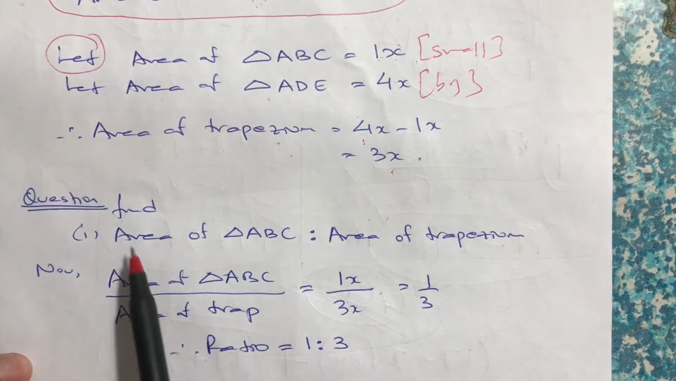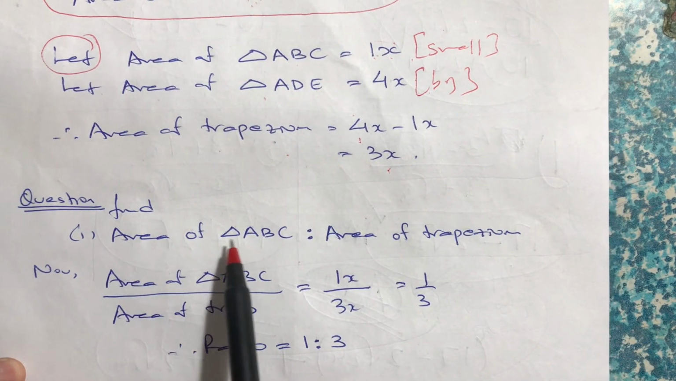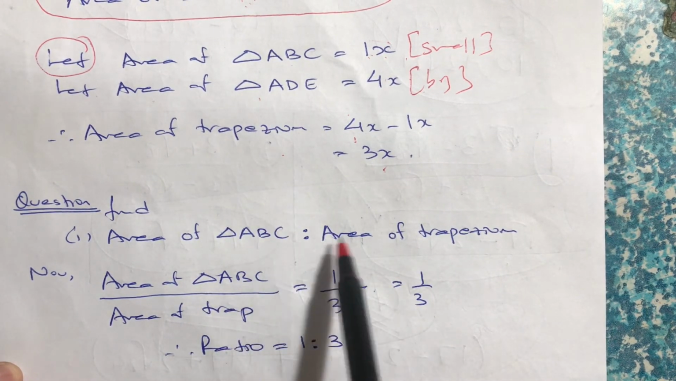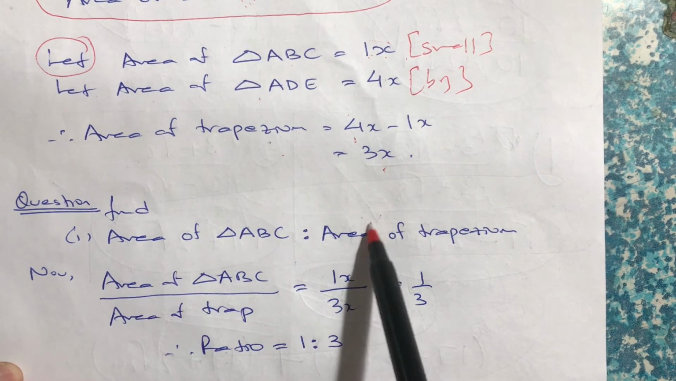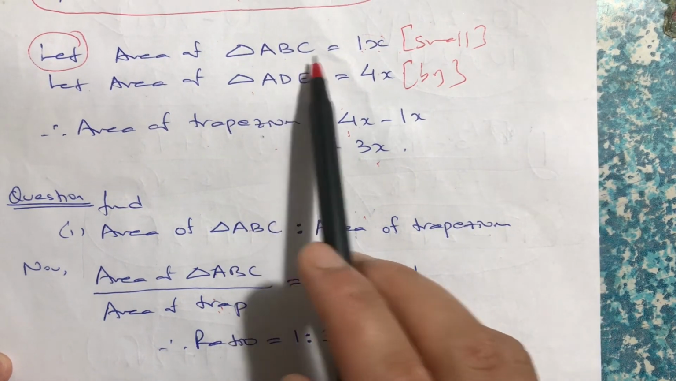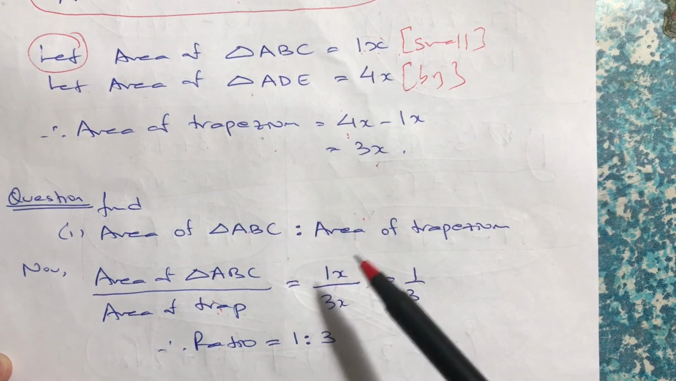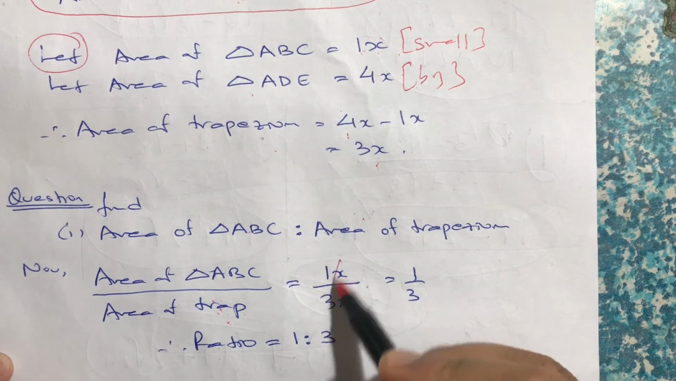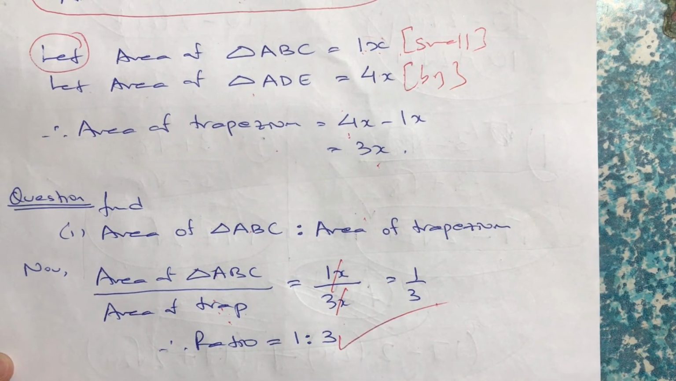Now that we've got the areas of the trapezium, the big triangle, and the small triangle, let's say the question says find the area of triangle ABC is to the area of trapezium. We can write the ratio first as a fraction: area of triangle ABC by area of trapezium. For ABC we have already got the area as 1x, so we substitute 1x. For the trapezium we've already got 3x, so we write 3x. The x and x get cancelled, giving 1/3, so the ratio is 1:3.